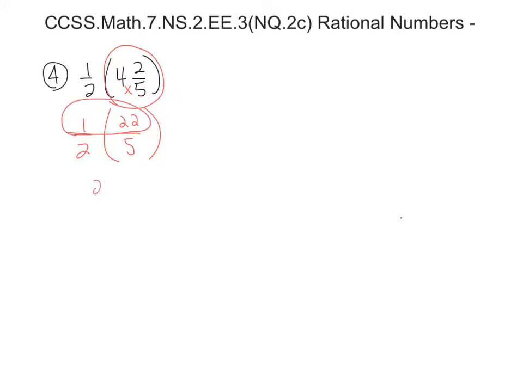1 times 22 is 22, and 2 times 5 is 10. And there's no negatives to worry about, so it's okay. But it's an improper fraction, so you are going to stop, drop, and divide it. 10 goes into 2, it doesn't. 10 goes into 22 twice.